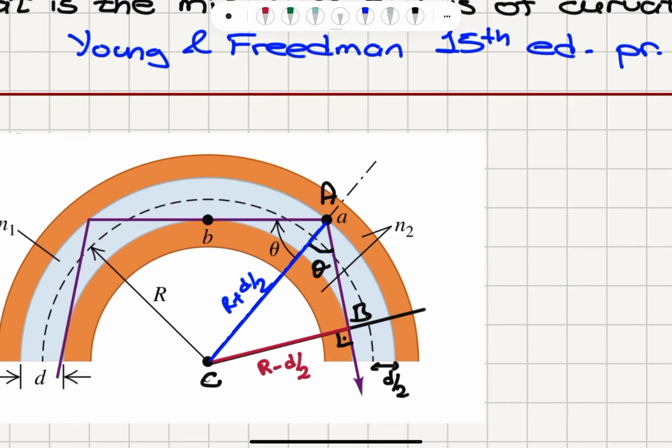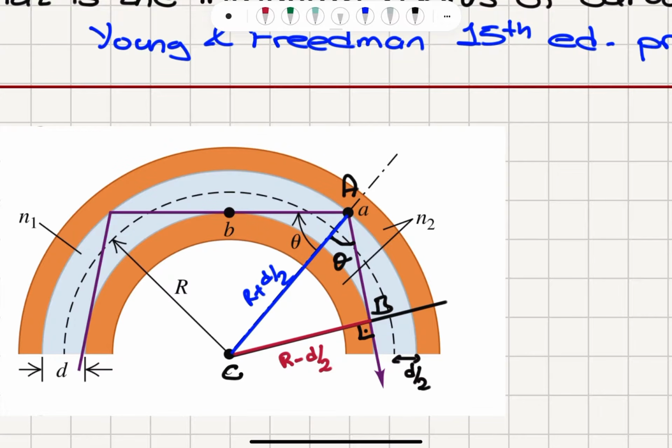Now, you can see that we have this light ray incident on the normal at an angle theta here, and here we have a distance AC, which is capital R plus d over 2. And we have a distance BC that is capital R minus d over 2.